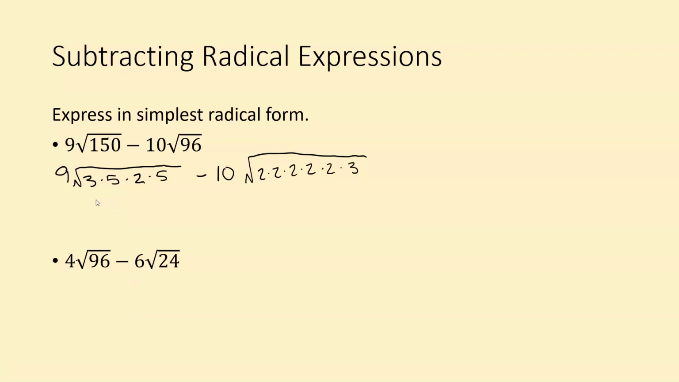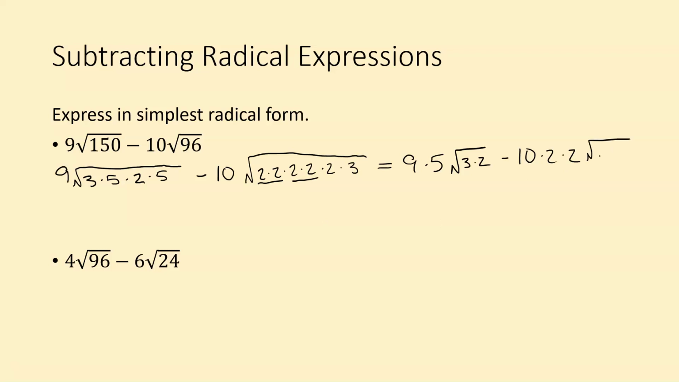So this 150 breaks down to 3 times 5 times 2 times 5. So I can pull out these 5's. And this 96 breaks down to 2 times 2 times 2 times 2 times 2 times 3, so I can pull out 2 pairs of 2's. So I'm going to go ahead and do that. So we have 9. I'm going to pull out the 5, and I'm left with 3 times 2, minus 10 times, I'm going to pull out 1 pair of 2's and then the other pair of 2's.